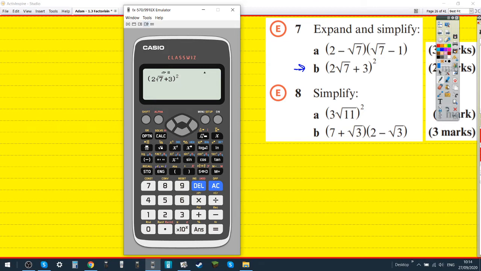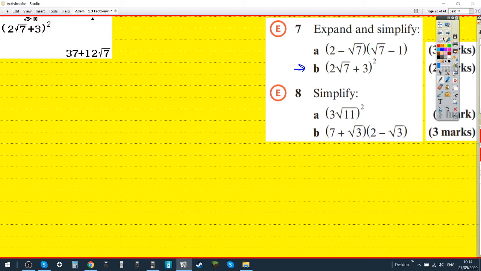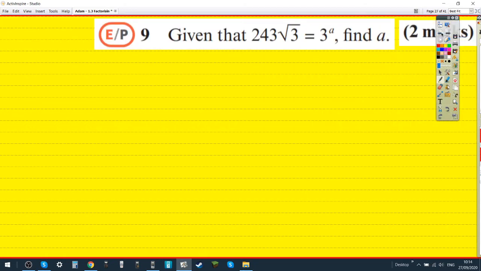(37 plus 12 square root 7). Great. The rest of them are okay. Okay. Let's see. Yes. Okay, how about this one? Any idea how we do this?